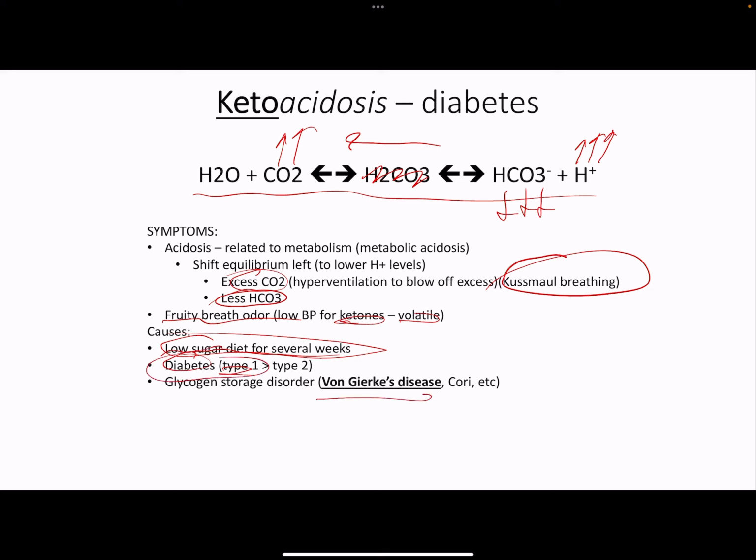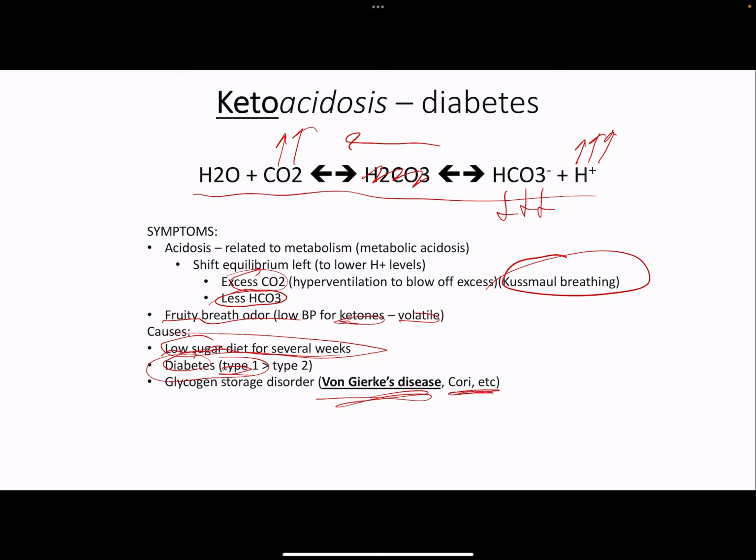You could also get it with von Gierke's disease. So this is where glucose 6-phosphatase isn't working in the liver. Remember that this is pushing glucose from the liver out. So that means that glycogen in the liver cannot feed the rest of the body, right? Glycogen is broken down to glucose, we need to push it out. You cannot push it out if the glucose 6-phosphatase is not working. You also can't do gluconeogenesis in the liver.